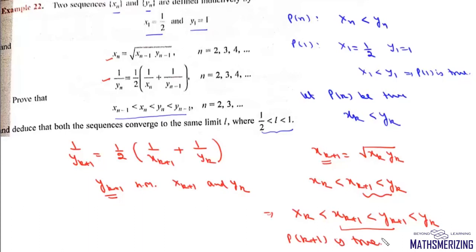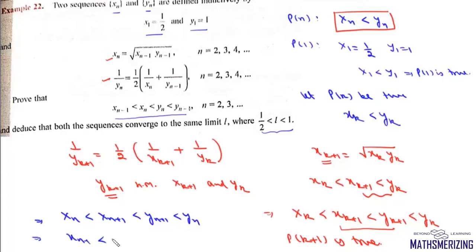That means from mathematical induction we can say that xn will be less than yn, and if we use this entire result we can simply write xn will be less than xn plus 1 will be less than yn plus 1 and will be less than yn, or in other words we can write xn minus 1 will be less than xn, which is less than yn, which is less than yn minus 1, and this is what we need to prove.